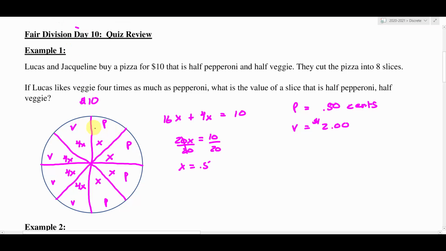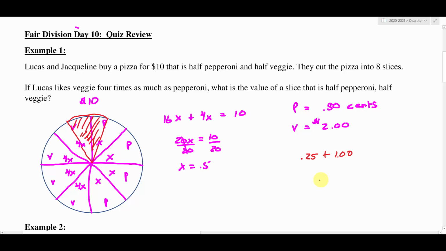So a slice that is half pepperoni and half veggie would be a slice like this. All right, so here's your slice of pizza that you're trying to find the value of. Okay, so there's our pizza, and it's half pepperoni, half veggie. So this half of the pepperoni slice is worth 25 cents. And then this half of the veggie slice right here is worth $1.